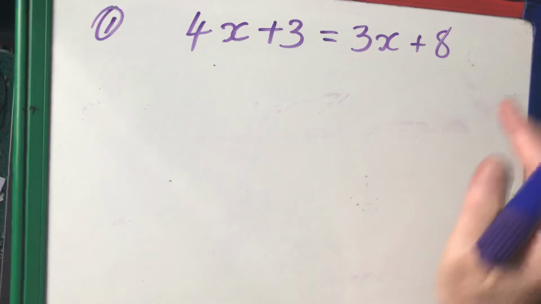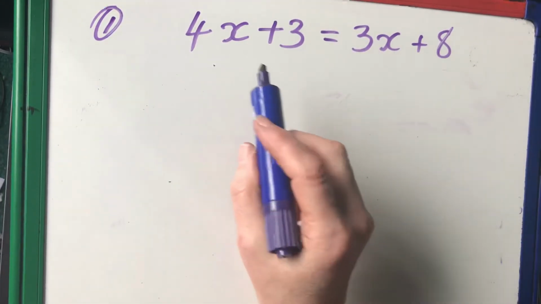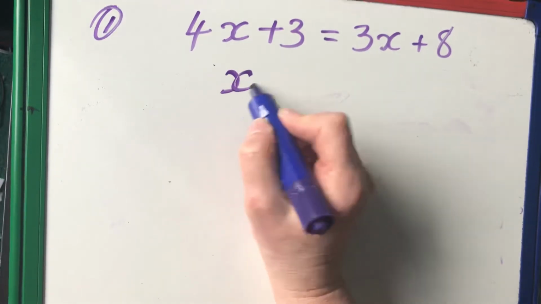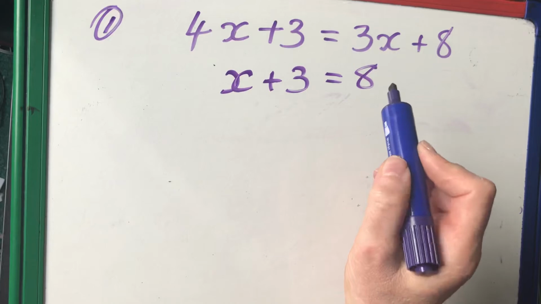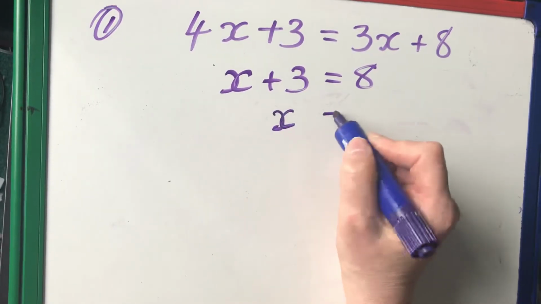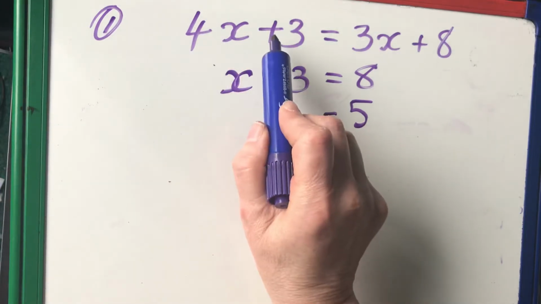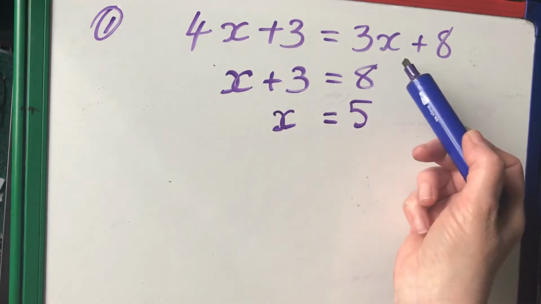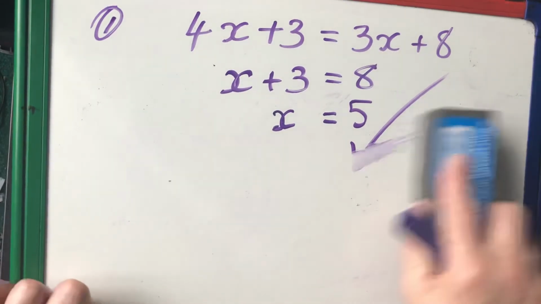So, smallest value for x is 3. Taking away 3x from both sides. 4 of them take away 3 of them leaves me with 1 of them. x plus 3 equals 8. So 8 subtract 3 is 5. x equals 5. Just quickly check. 4 5s are 20. 20 plus 3 is 23. 3 5s are 15. 15 plus 8 is 23. Yes, I like that.